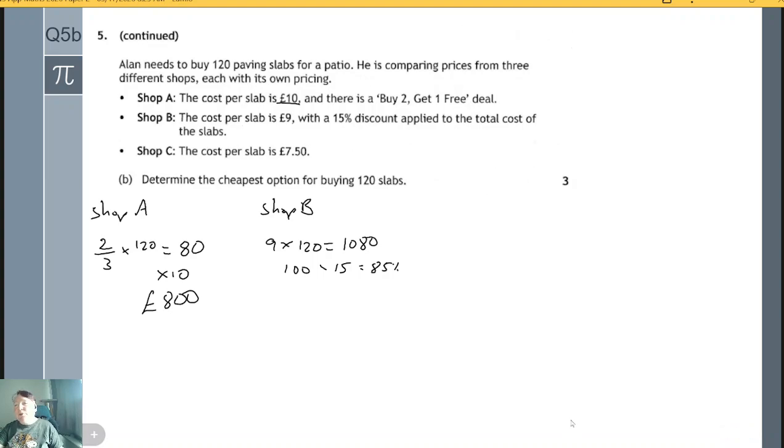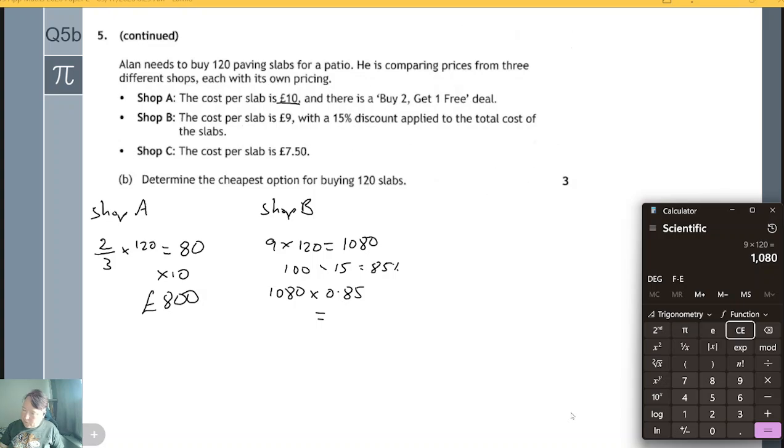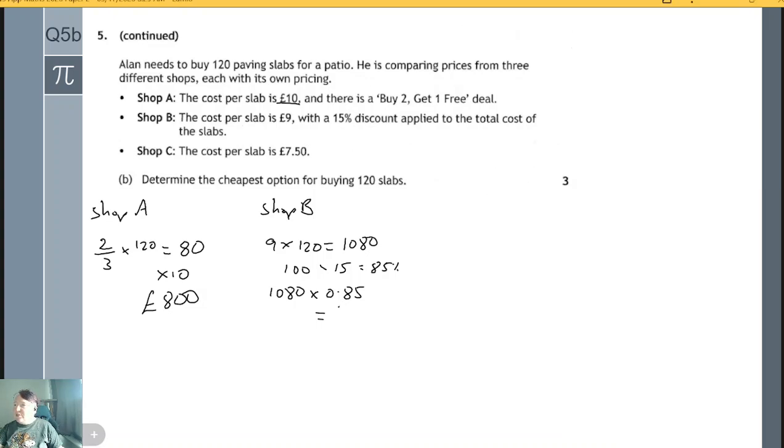So I'm going to do 1080 times 0.85, and that's 918. If your calculator has a percentage button that you are comfortable working with, you could just put in 9 times 120 and then minus 15% equals, and you get your answer.